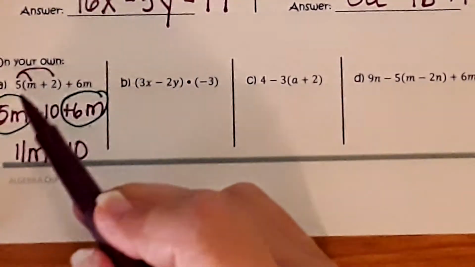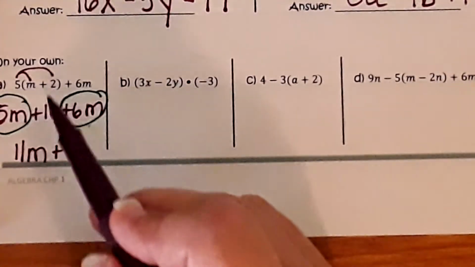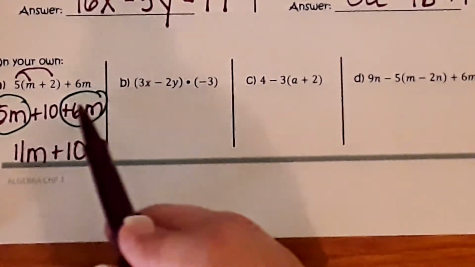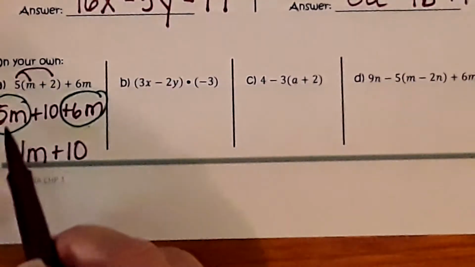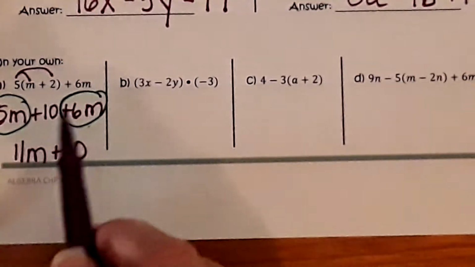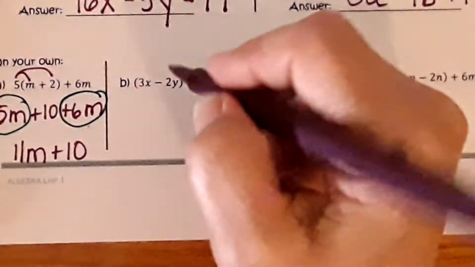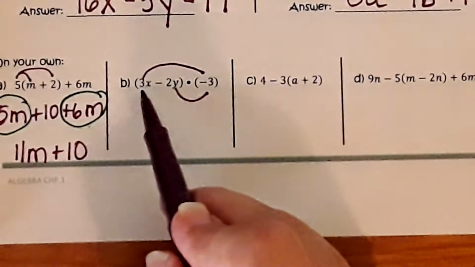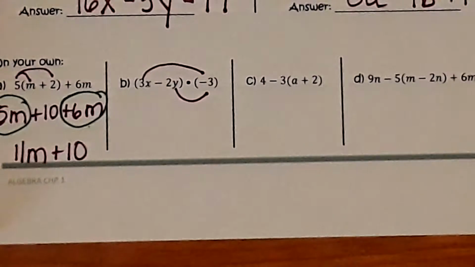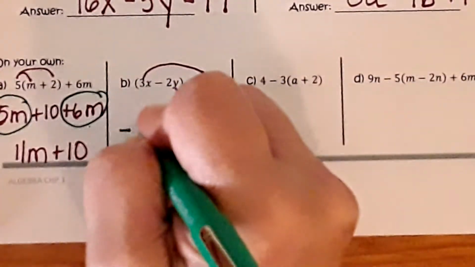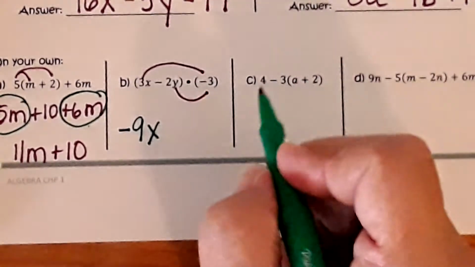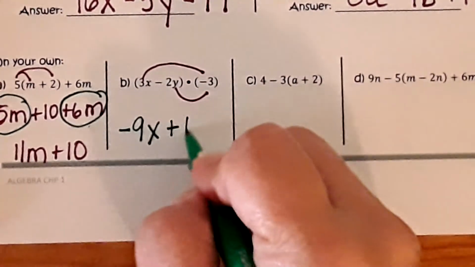So 5 times m was 5m. 5 times 2 is 10. 5m and 6m, because that 6m wasn't in parentheses, so it just hangs out. But now they're like terms, so 5 and 6 is 11. So this one, we're going to go backwards. So 3x times negative 3. 3x times negative 3 is negative 9x. Negative 2y times negative 3 is positive 6y.